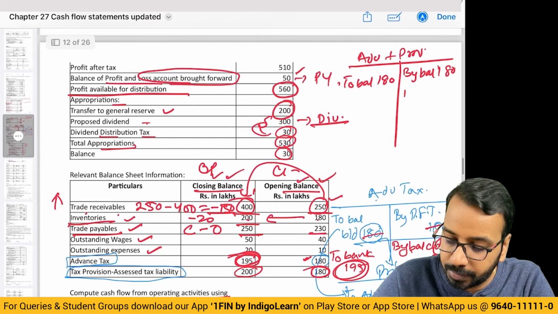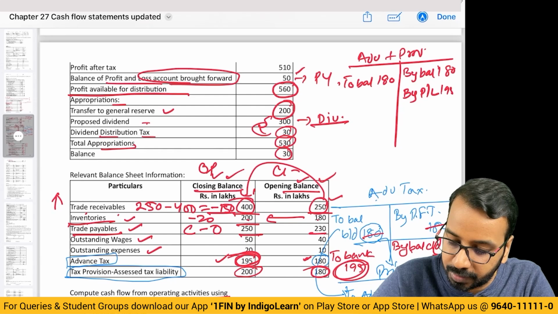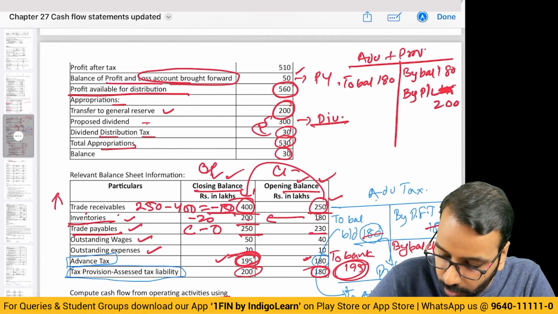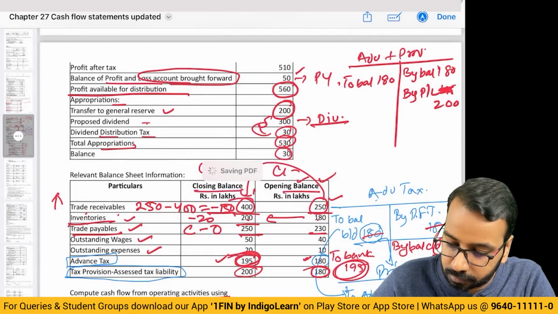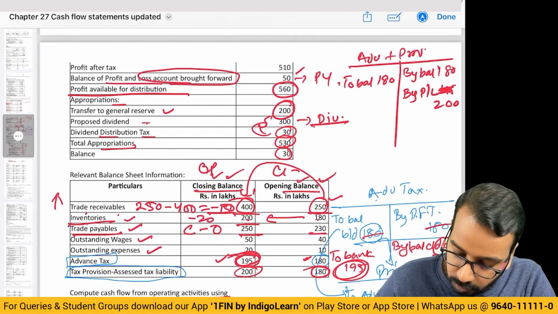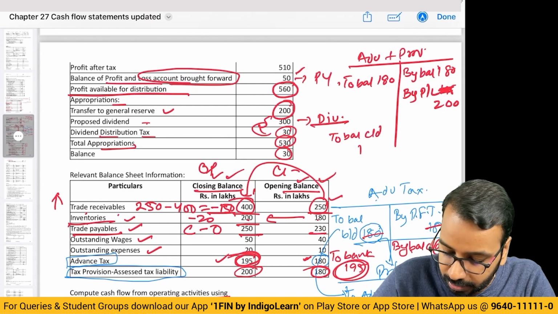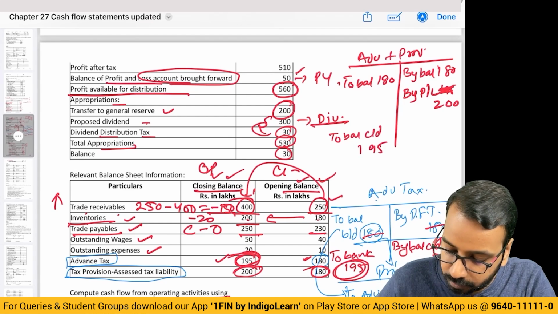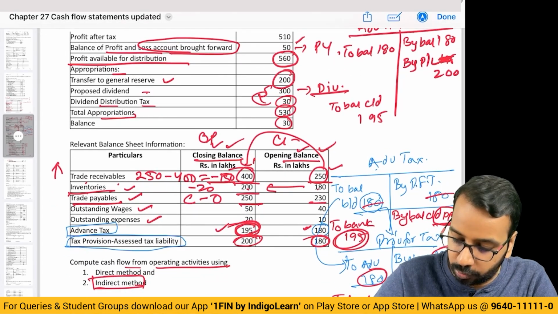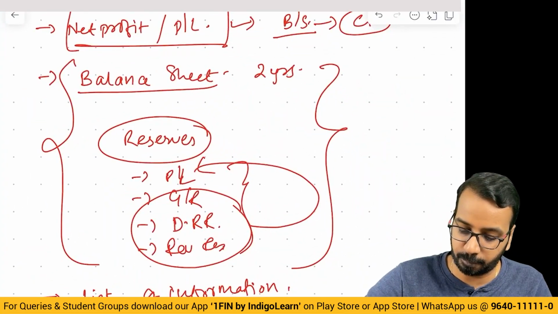Then in the current period, you have by P&L, how much? Sorry, by P&L you have 200. Then you have closing balance of advance tax to balance carried down 195, and you have this balance. Oh, did a mistake here. Just a second. I'll do it in a slightly spacious place. It is getting too clumsy. So maybe I'll put it down to notability. It will be easier for you.